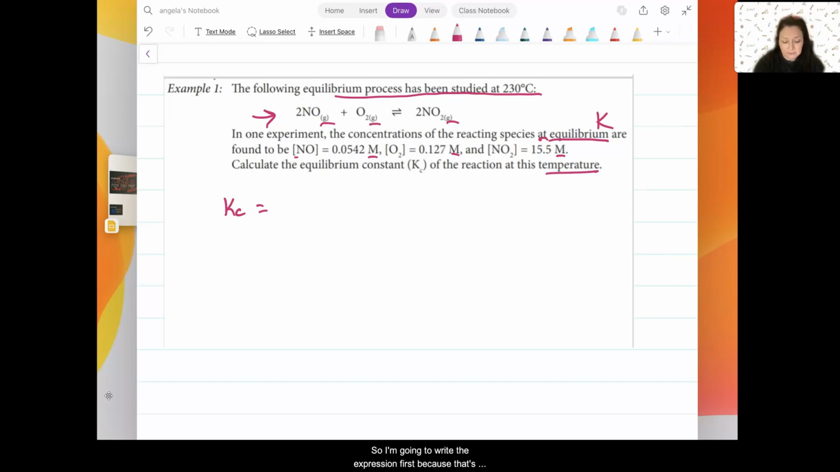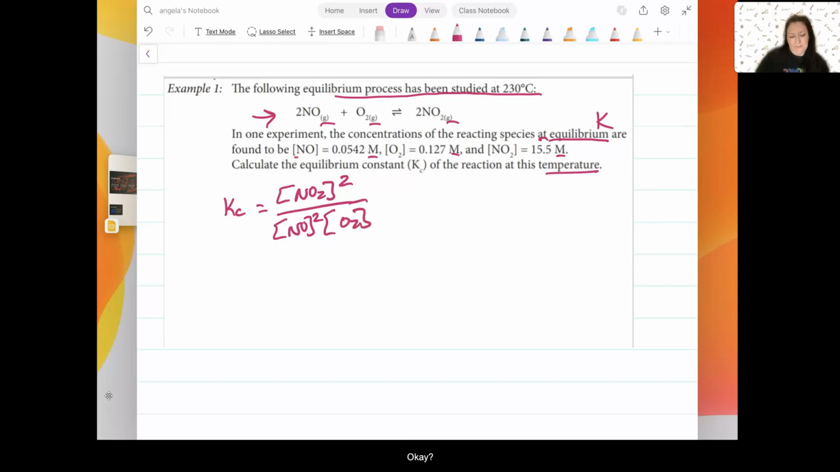Now they did not ask me to write the expression, but we're going to pretend that they did. I'm going to write the expression first, because that's the first thing you have to get into the habit of doing, because on the test they're going to ask you for that first. The only time they wouldn't is if this were a multiple choice question. Okay, so that's my expression. My product is NO2, its coefficient is a 2, so its exponent is a 2, and it's in my numerator. My two reactants are NO and O2. They're gases, so they belong in this expression. And NO has a coefficient of 2, so it has an exponent of 2. There we go. So this is my expression. I'm going to write that before I plug in my values.